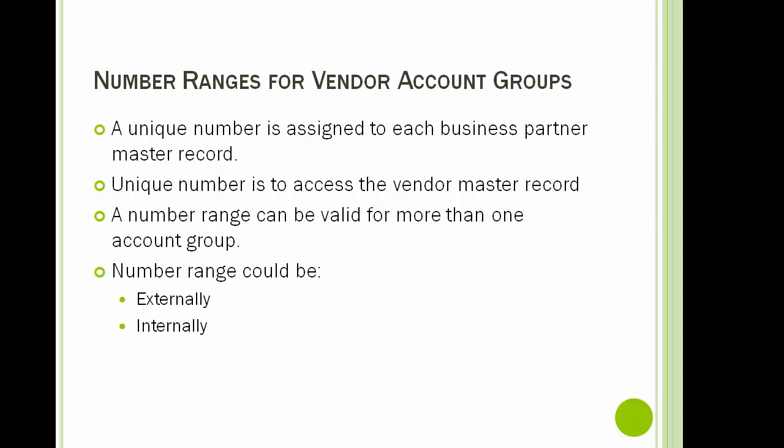Now, number range could be external or internal. It depends upon you whether you want to go internally or externally, but as a standard practice, one should go with the internally defined number ranges. If you go for externally, you have to maintain those external codes somewhere in your Excel, and later on when you create the next vendor, you have to go and cross-check what was the last vendor code you put up. So defining internally, so that the system could easily identify and generate an automatic number, is preferred.